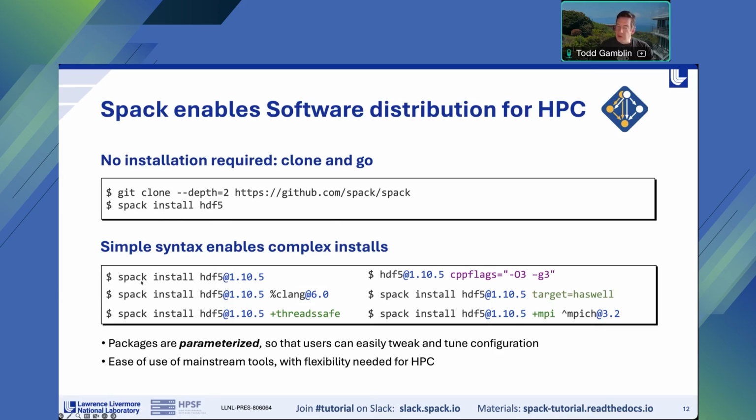So you can say Spack install HDF5 at some version. You can say, I want a particular version. You can specify what compiler you want to use. You can specify options. You can inject build flags, specify microarchitecture targets, and you can be particular about the versions of your dependencies and the configurations of your dependencies. So here you're saying I want HDF5 with MPI and I want to use MVAPICH at a particular version.